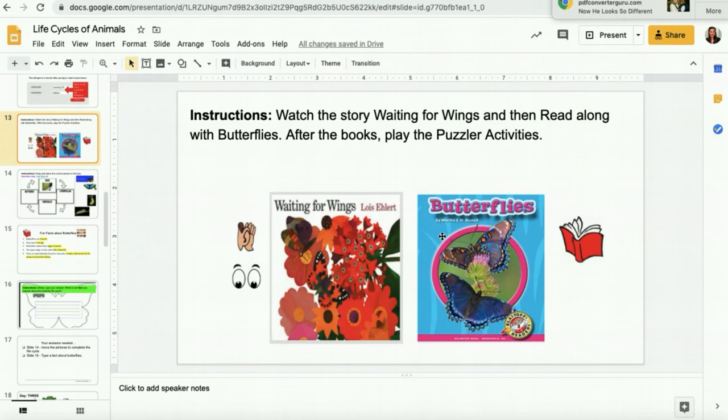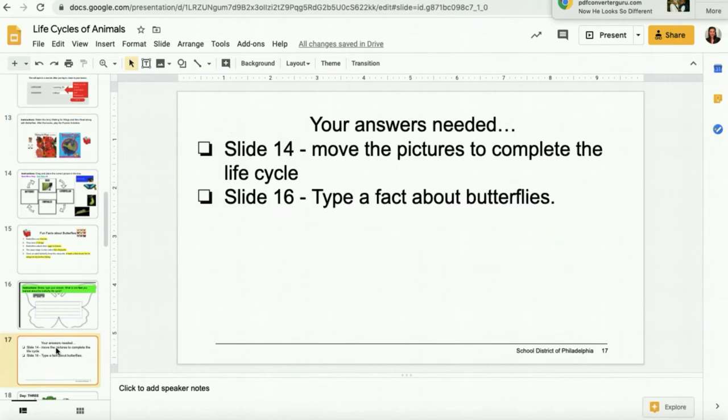And your last slide here for today is slide 17, and it just has your notes for what is expected of you today. So slide 14, you're going to move the pictures to complete the life cycle, and slide 16, you're going to type a fact about butterflies.